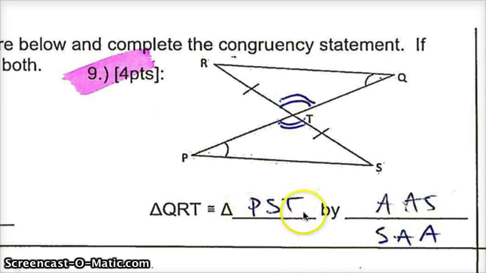Now, to get this, remember, you have to just go through and look at the congruent marks you're going through. So QRT: Q has one arc, nothing, towards 2. So that would be 1, nothing, 2. That would be PST.